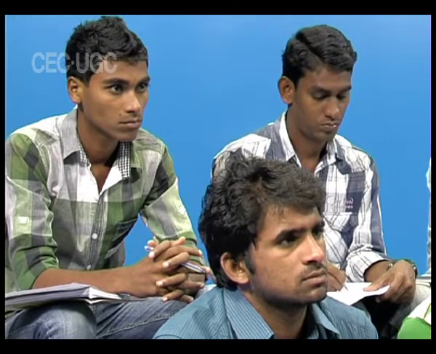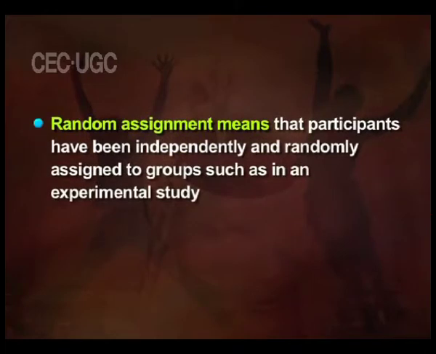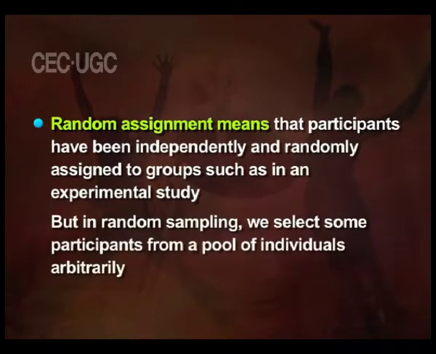The first and a very important technique is the simple random sampling, which is a procedure where each and every individual of the population is given an equal chance of being included in the sample. The selection of one individual is in no way dependent upon the selection of another individual. Random sampling is sometimes confused with random assignments. Random assignment means that participants have been independently and randomly assigned to groups such as in an experimental study. But in random sampling, we select some participants from a pool of individuals arbitrarily.